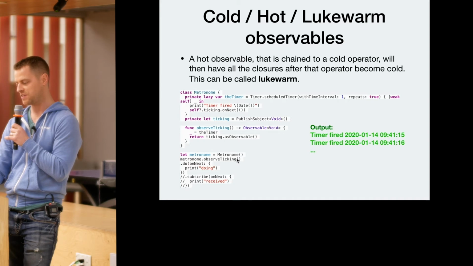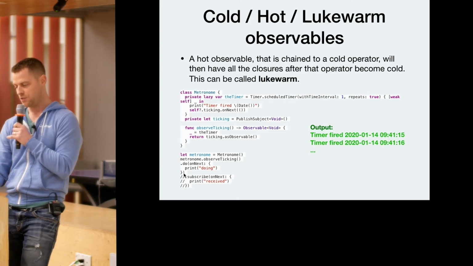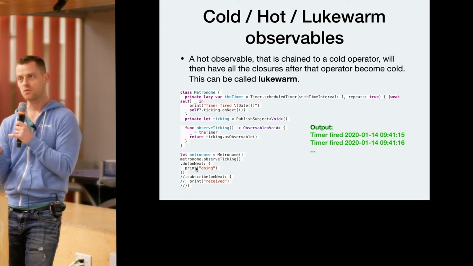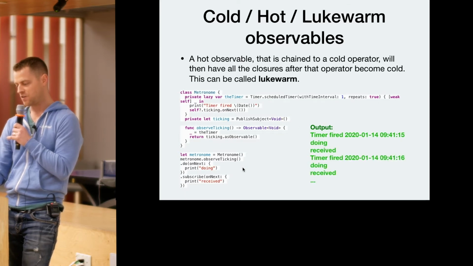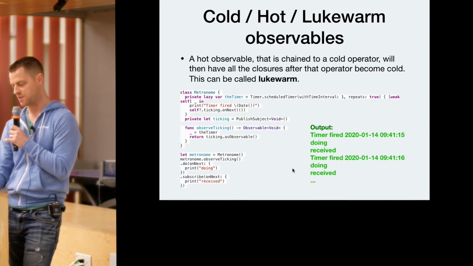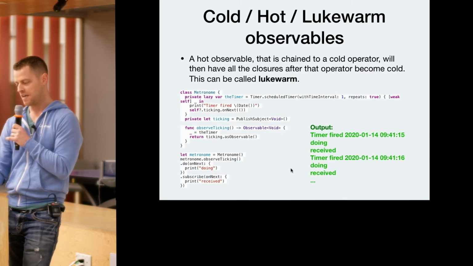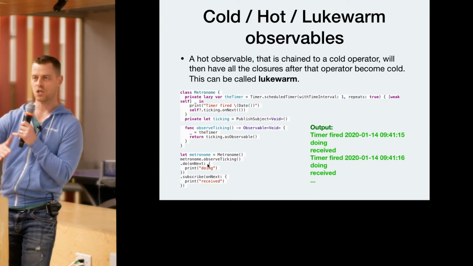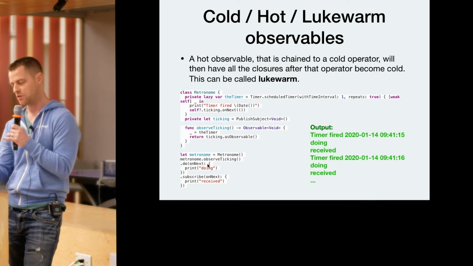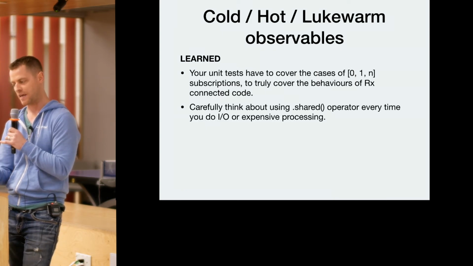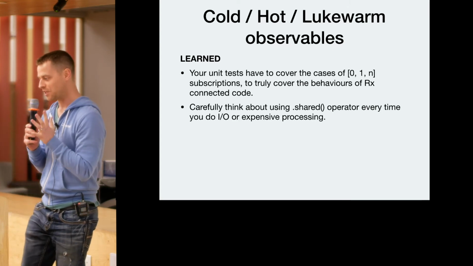So we still called observe ticking, the timer's still firing, but in the absence of a subscription, because this is commented out code, do is just not doing its closure. Now I add a subscription and we see that the do is doing and the subscription is receiving. So it turned a hot thing cold below, like at and below it. So we call that lukewarm. Okay, so hot, cold, lukewarm.